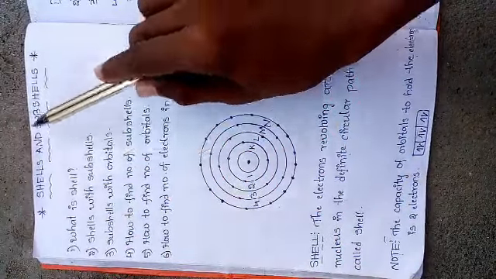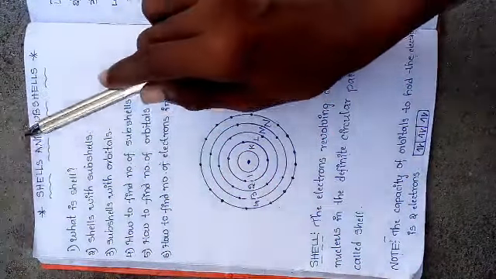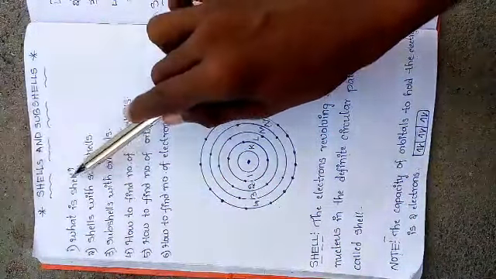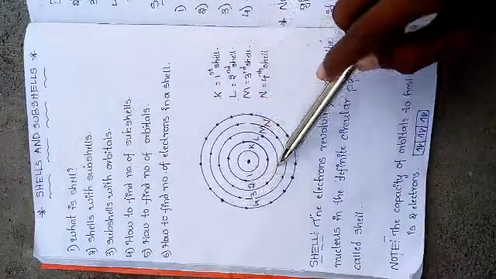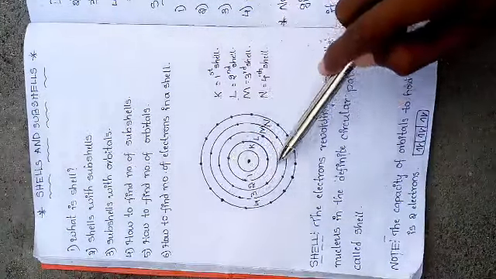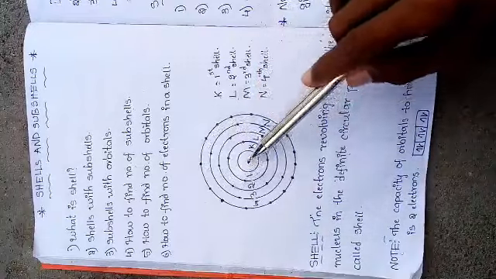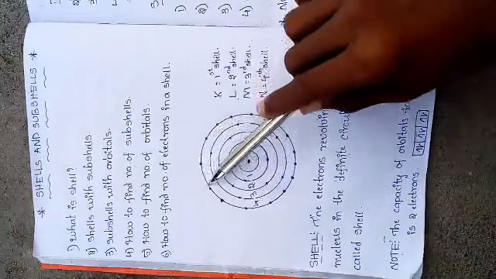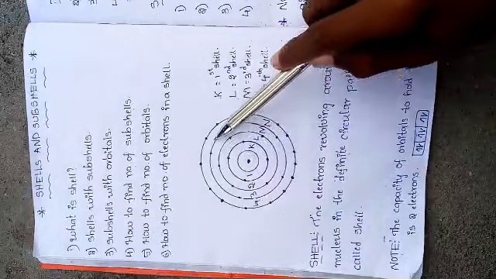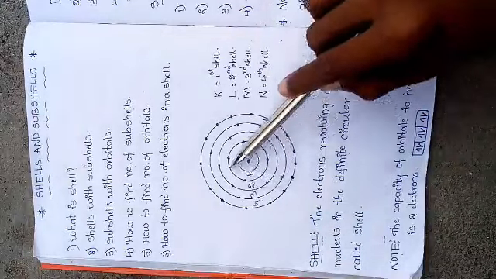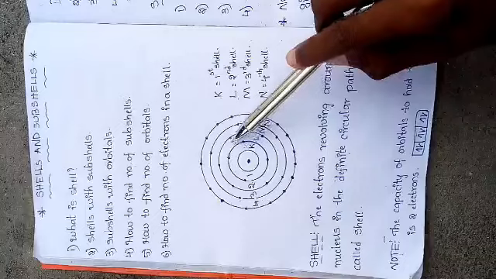Shells and subshells, the topic which we are going to discuss in this video. First of all, what is the meaning of the shell? The electrons revolve around the nucleus in a definite circular path. This circular path is known as the shell. Here in this diagram, as you can see, the electrons revolve around the nucleus in a definite circular path. The circular path is known as the shell.